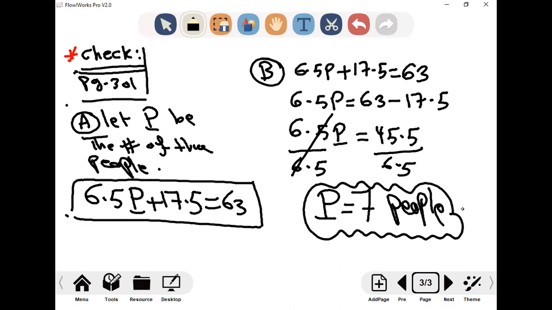Now let's check our answer. If we have 7 people, each ticket costs 6.5, so 7 multiply what? 6 multiply 7 is 42, and 3.5 for the half of the 7, that's 45.5. So 7 tickets cost $45.5, plus 17.5 for the snacks, should be 63. Got it? Copy.